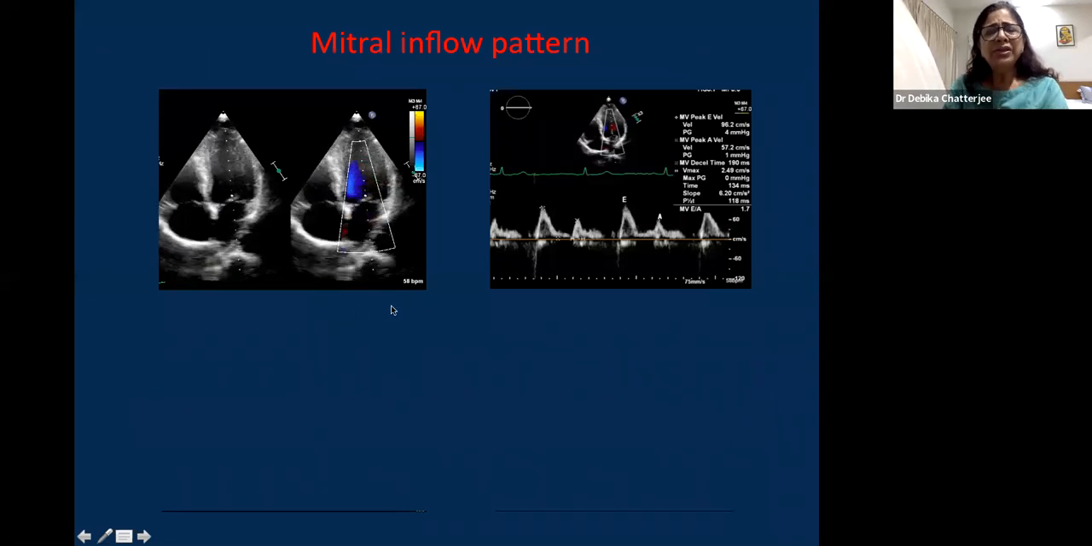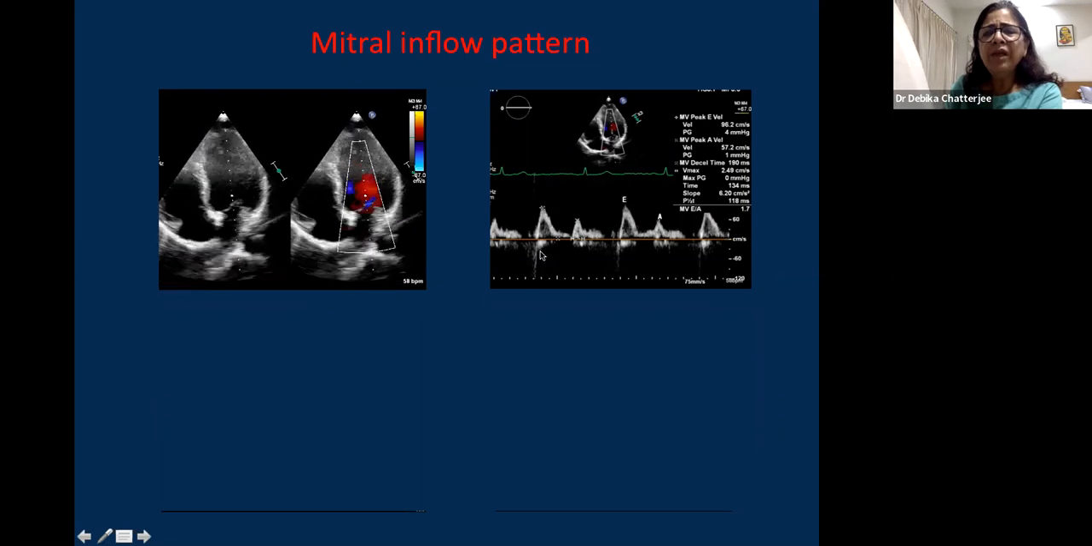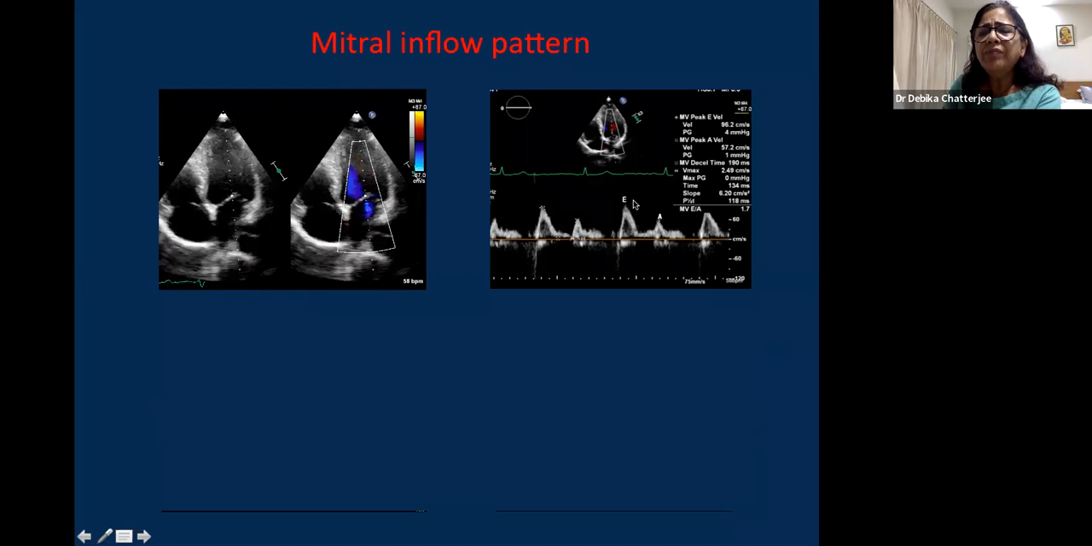Now, look, this is a person who came for a routine heart checkup, keeping the sample volume at the level of the mitral valve leaflet tip. I get a mitral valve forward flow where E wave is more than A wave, E/A ratio is 1.7. So this I say is normal.